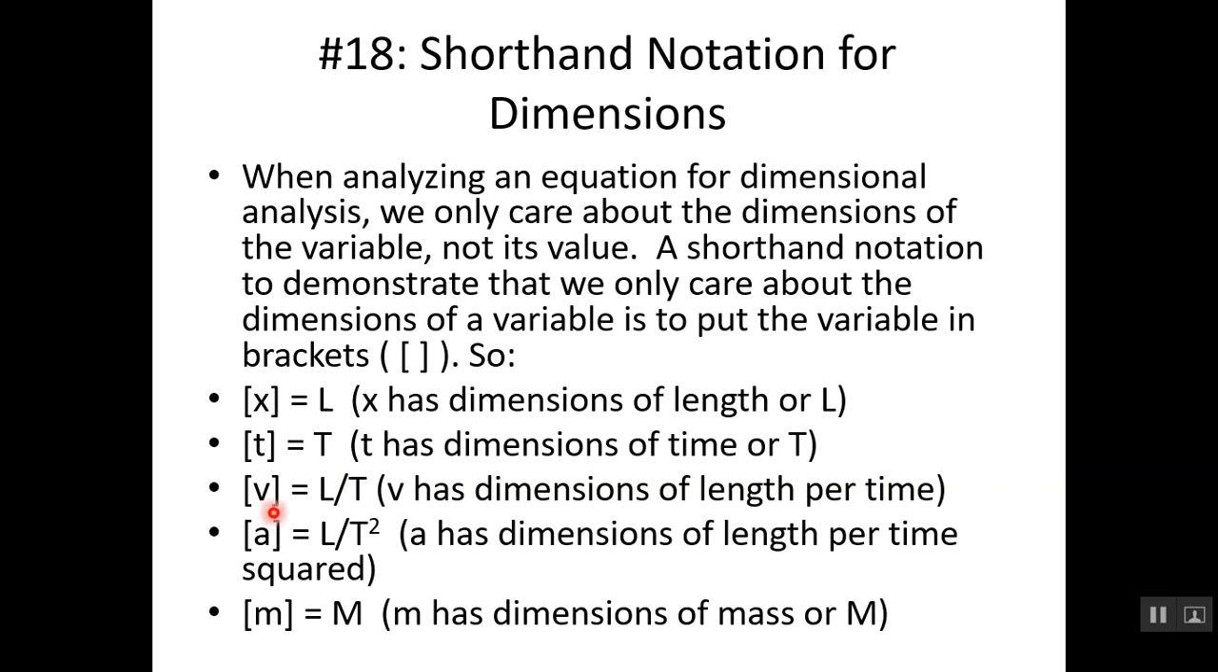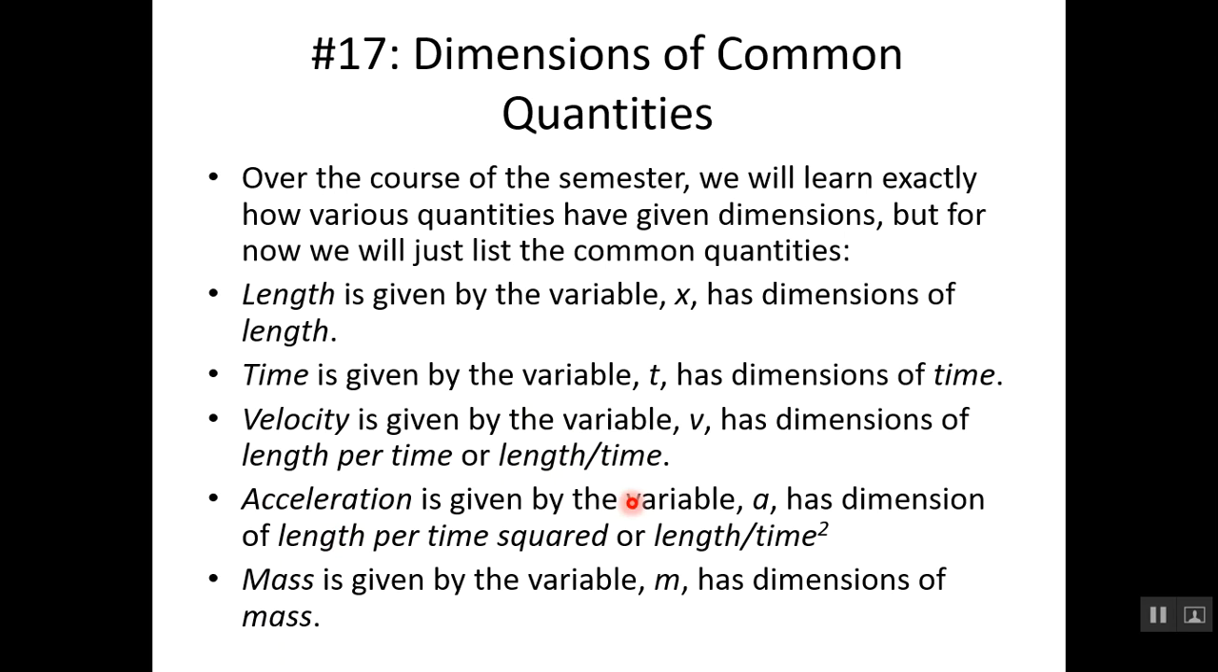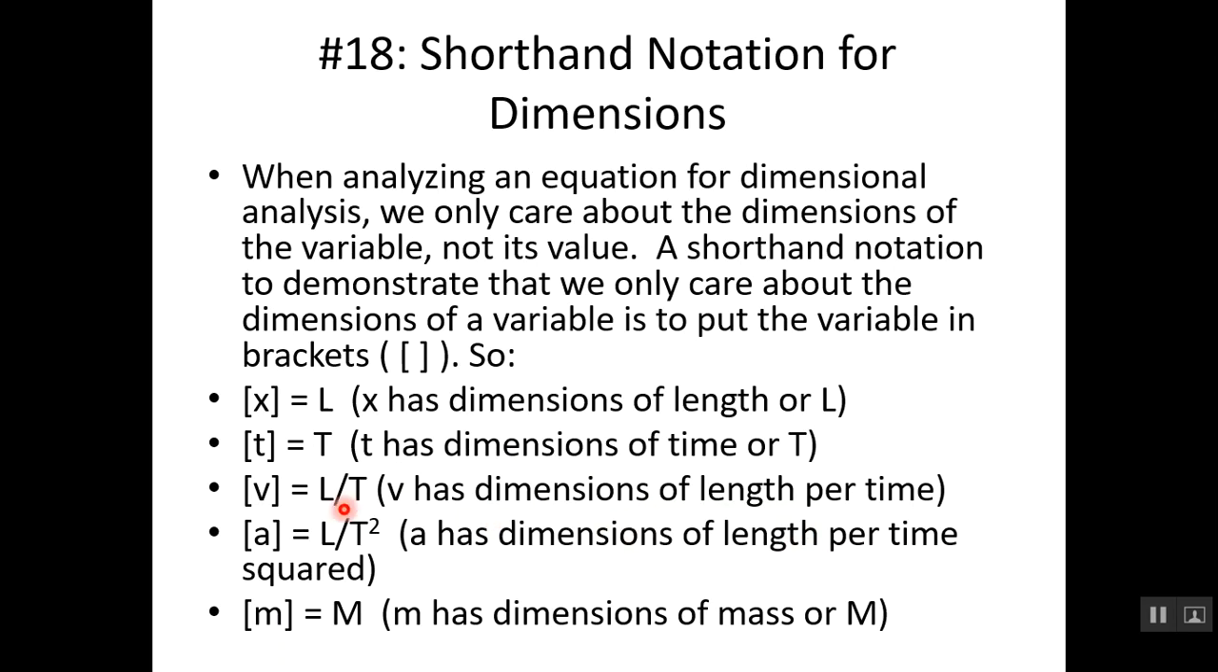And then the dimensions of v are length per time. The dimensions of a are length per time squared. That comes from this, length per time squared. And then the dimensions of mass is big M for mass. So this is the notation that we use to work with the dimensions. Okay, so now how do you use all this?